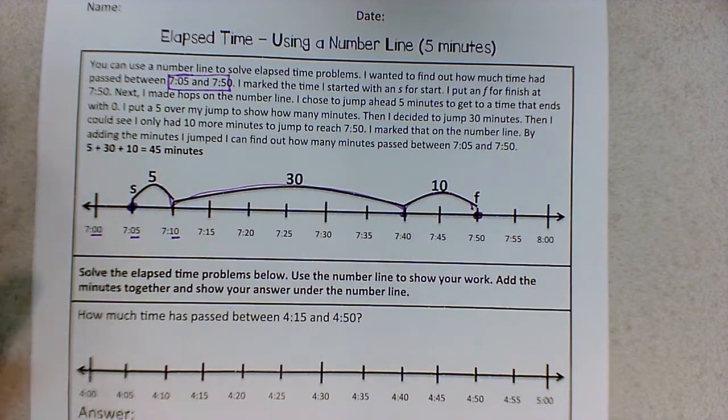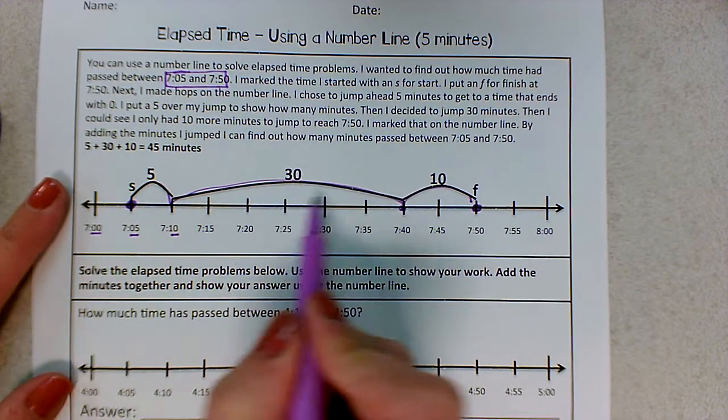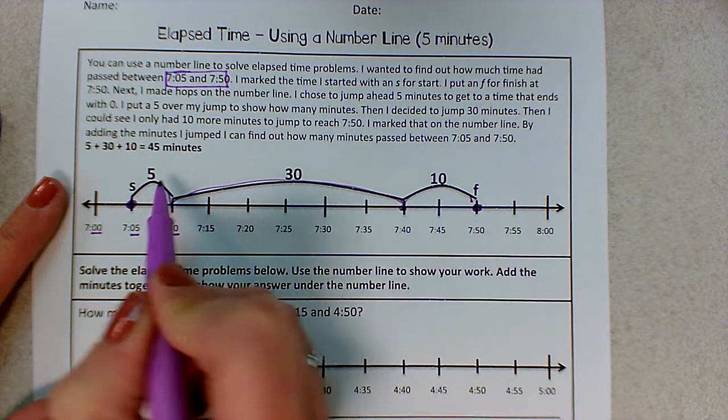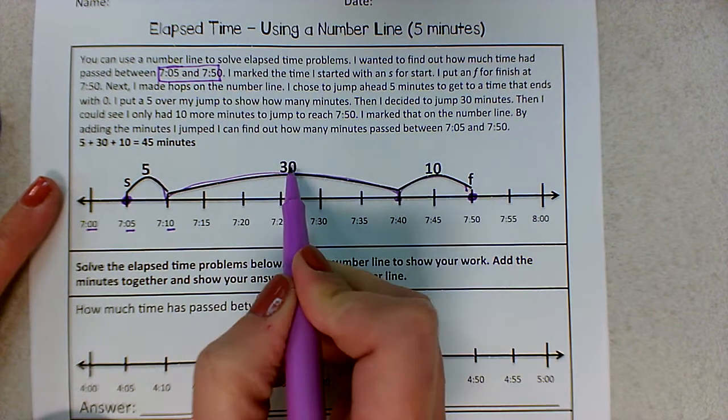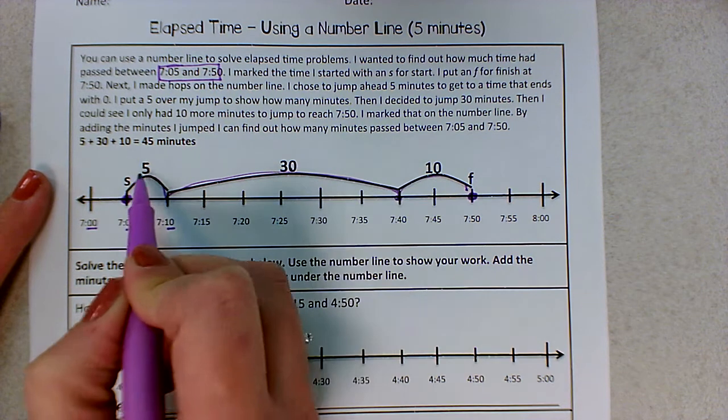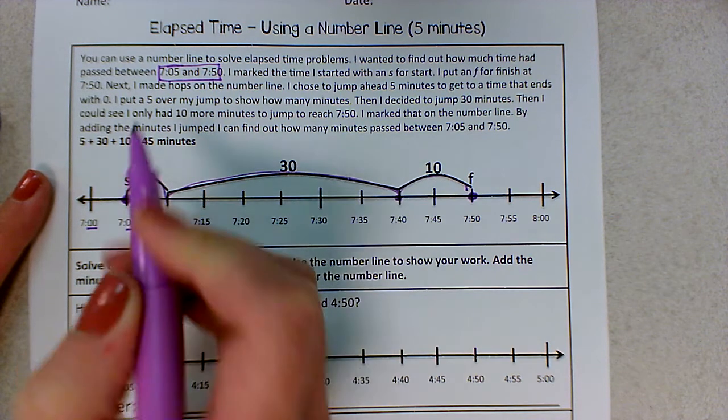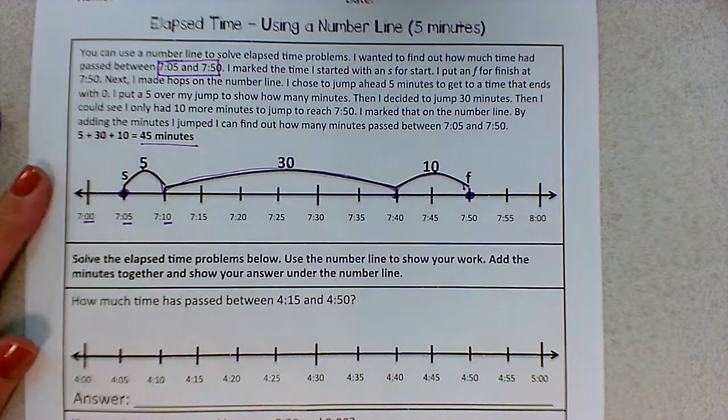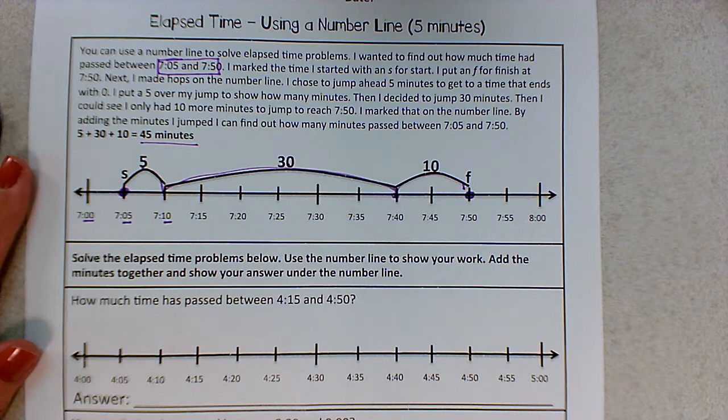So I still don't know how much time has passed because I need to add these up. So then I would take 10 plus 30 is 40. And 5 means that there were 45 minutes that passed between 7:05 and 7:50.